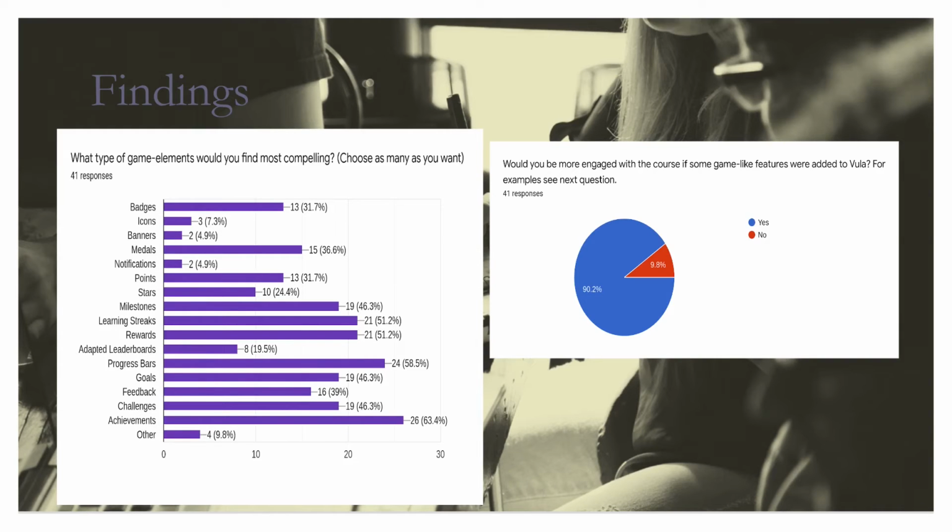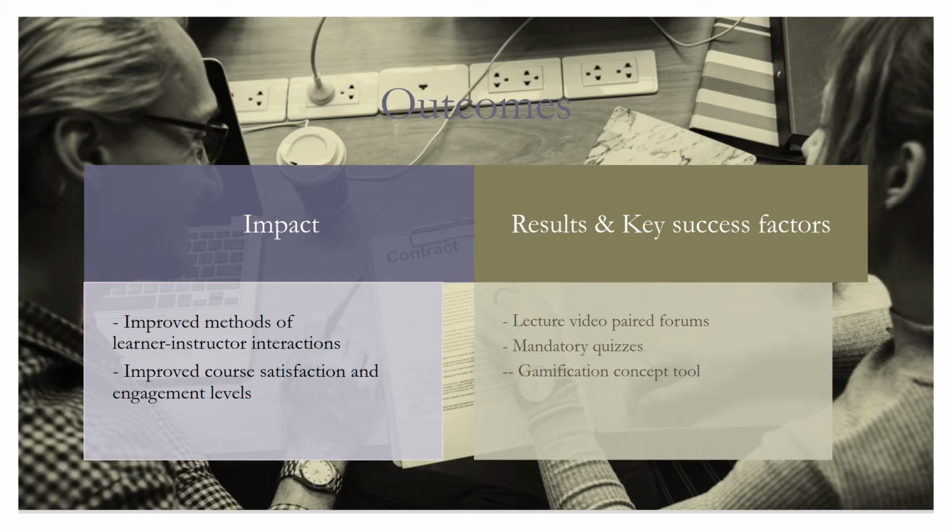The tools are called Achievements Tool and Progression Tool respectively, and have been integrated into a mock-up system called the Gamification Proof of Concept prototype. Over 90% of students believe that they would be more engaged with courses if game-like features were added. We aim to have an impact on learner-instructor interactions and an improvement in course engagement. Our results were tools that can be used in the future to improve online courses.